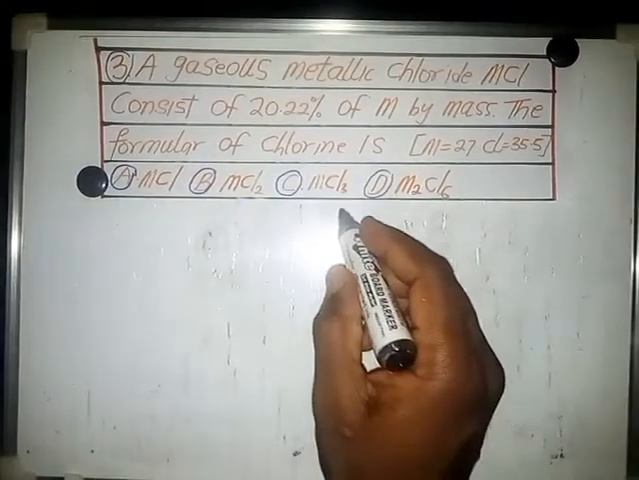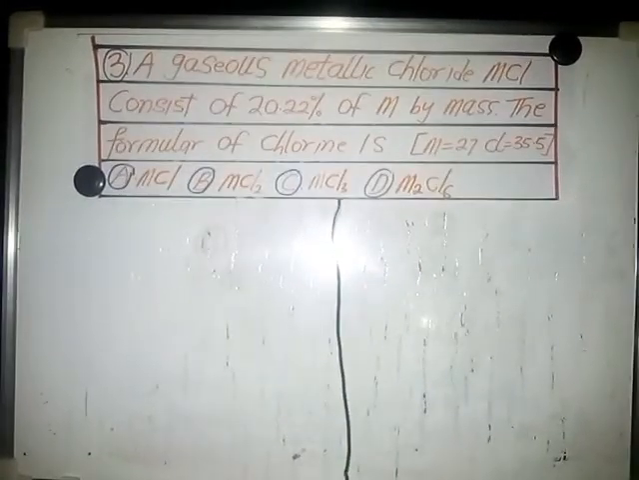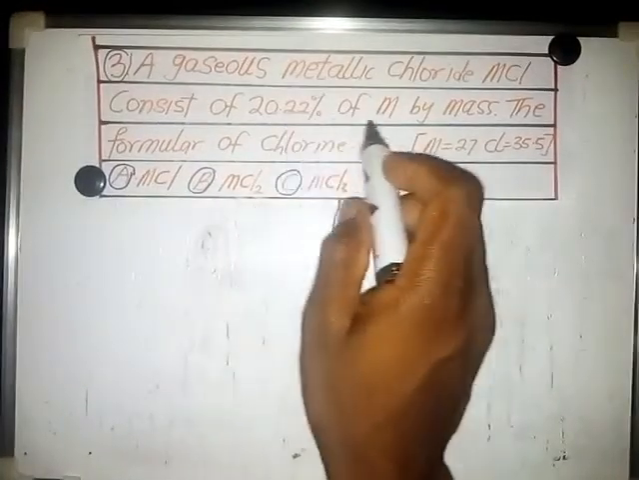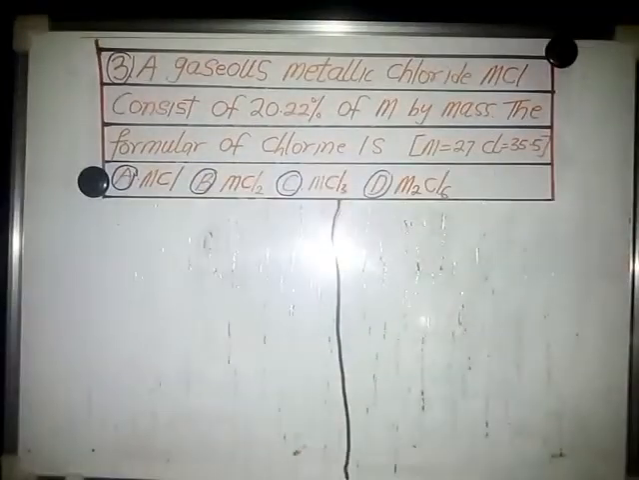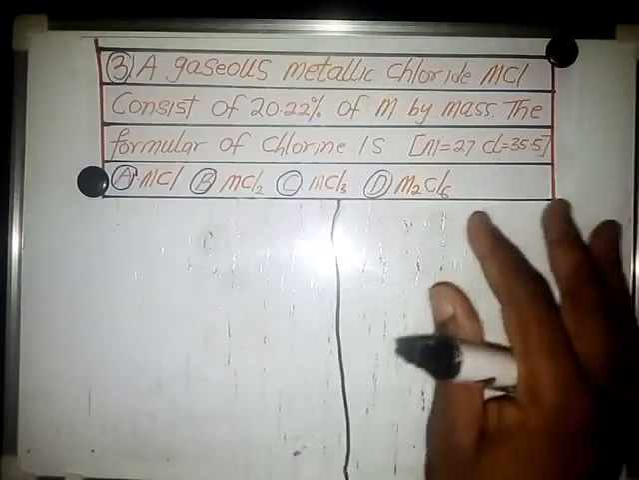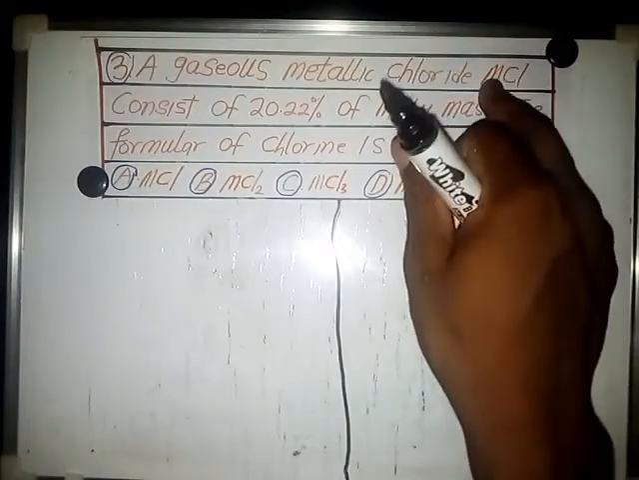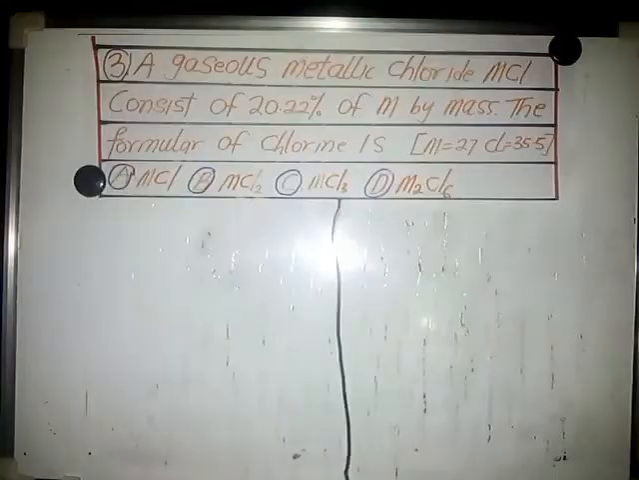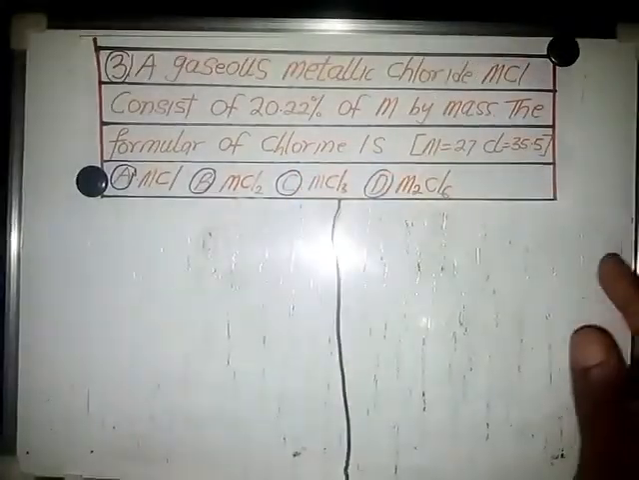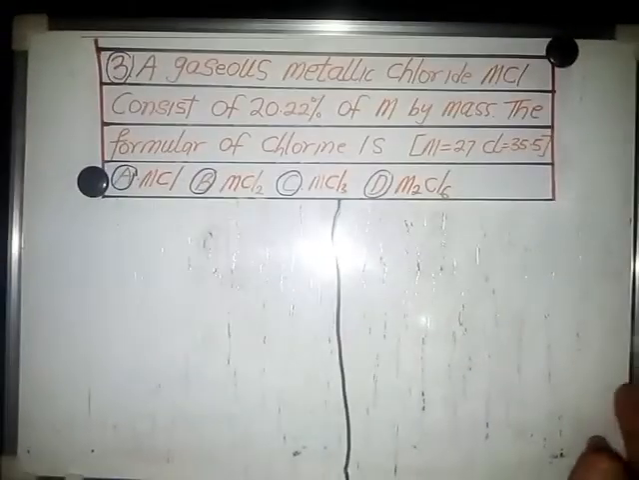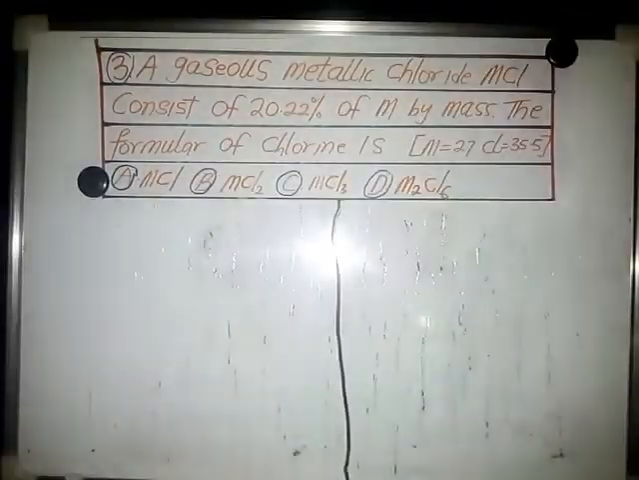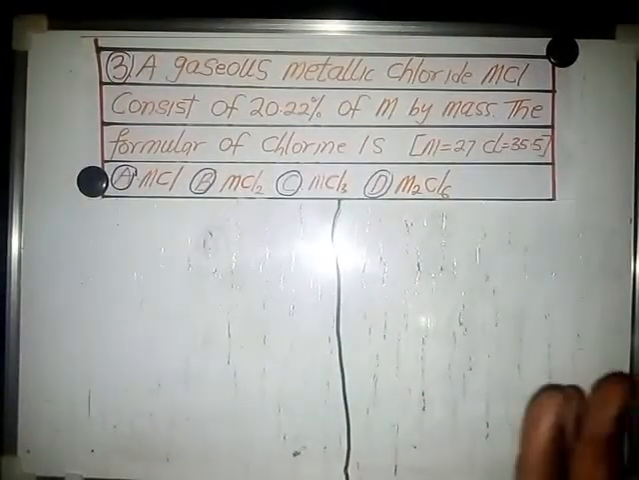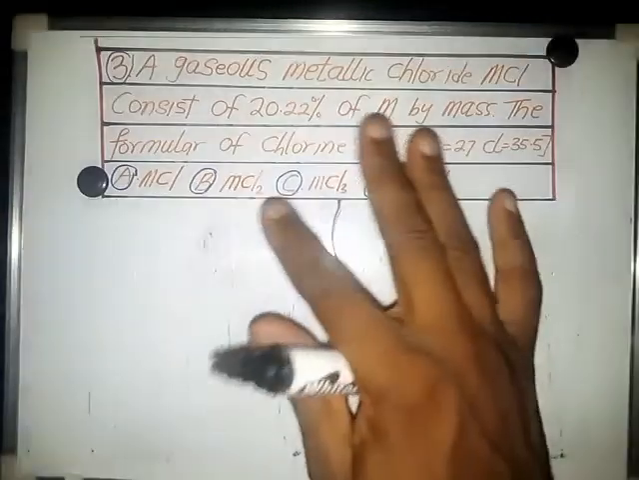Let me just do something like this. Okay, so the next question: a gaseous metallic chloride MCl3 consists of 20.22% of M by mass. The formula of chlorine is, we use something like this, and this involves two elements, but they are giving you the percentage of one as 20.22%. That means that the rest is the percentage for the other. So in order to get the percentage of chlorine, what you need to do is subtract 20.22 from 100. That's how you get the percentage of chlorine, even though they didn't give it to you.